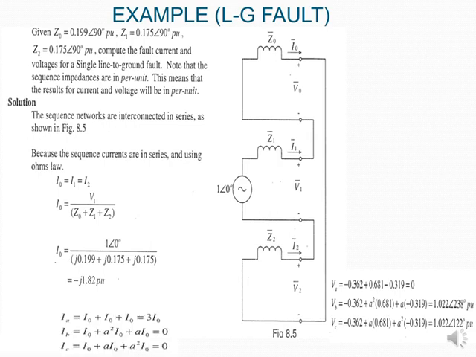Once you've computed I naught, you can compute what your IA, IB, and IC are, and then you can move from that point to compute what your V naught, V1, and V2 are going to be. And you know that your V naught is simply going to be minus Z naught I naught, whereas your V1 is going to be your V, which is that 1 at 0 degrees, minus our Z1 I1, and then our V2 is minus Z2 I2. Now that you've got those, you can work out what your phase voltages are, which is my VA, VB, and VC, worked out at the bottom.